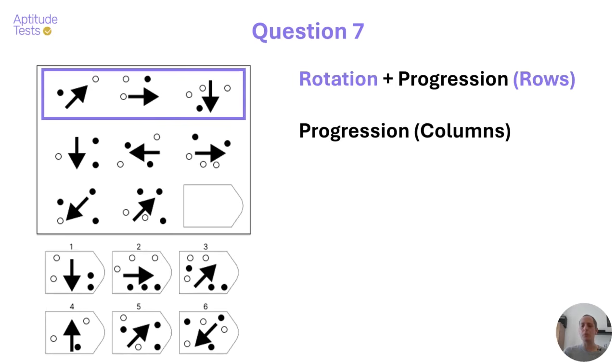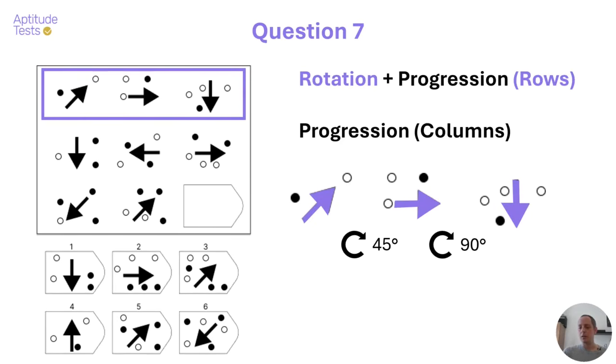We're going to start with a rotation pattern across the rows, which is naturally the rotation of the arrow. If you remember what I said in the beginning of this video, the rotation can change with steps, right? So this is a very good example. We start with 45 degrees rotation in the first step, then 90 degrees rotation clockwise in the second step.